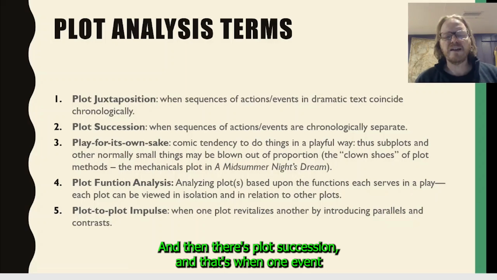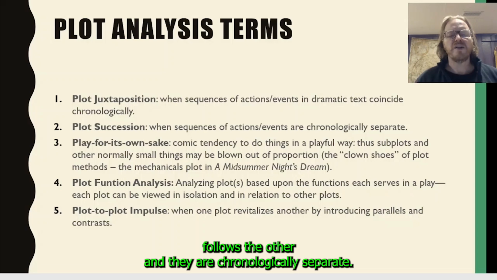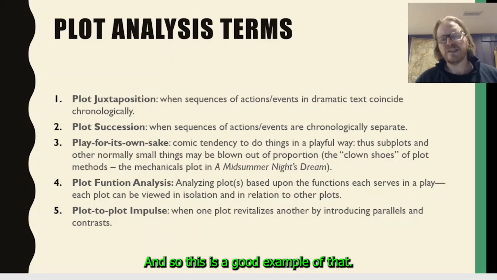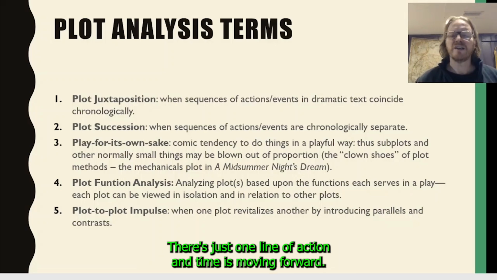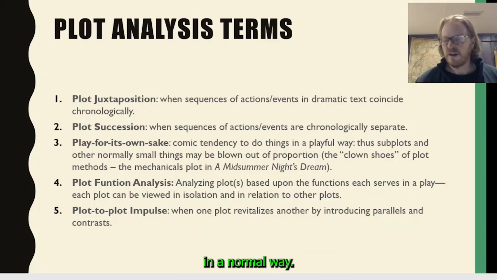And then there's plot succession. And that's when one event follows the other and they are chronologically separate. And so Oedipus is a good example of that. One event follows the other and the sequence of events are all separate. There's just one line of action and time is moving forward in a normal way.